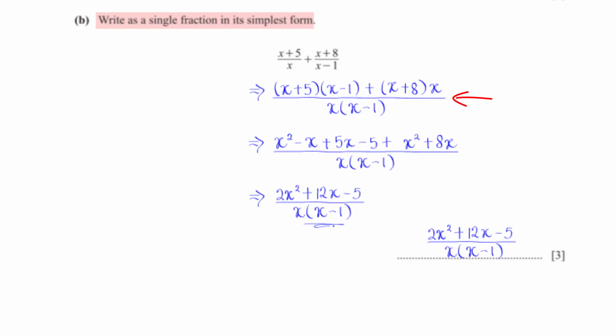When we expand the brackets in the numerator, we get x squared minus x plus 5x minus 5 plus x squared plus 8x.